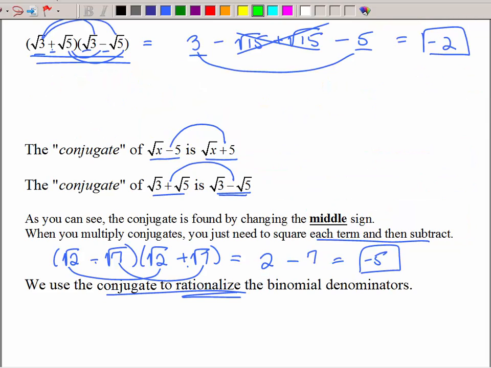So here's the key thing you want to remember: you want to use the conjugate to rationalize the denominator. And remember, when you multiply conjugates, you square each term and just subtract, because that middle term cancels out.